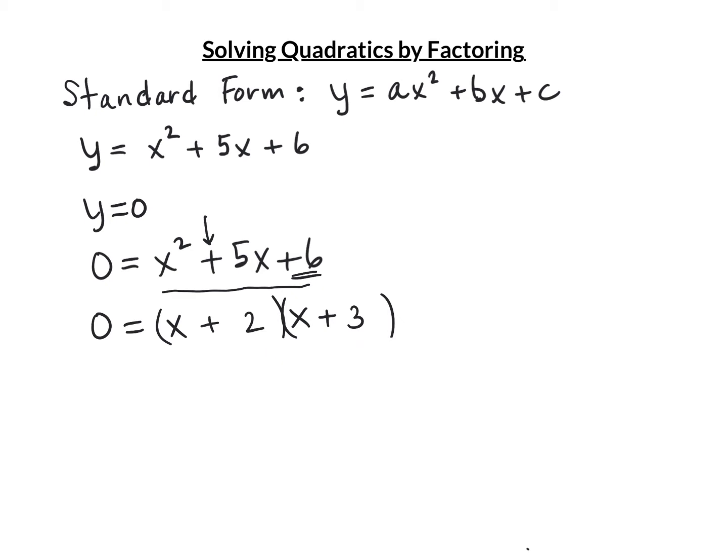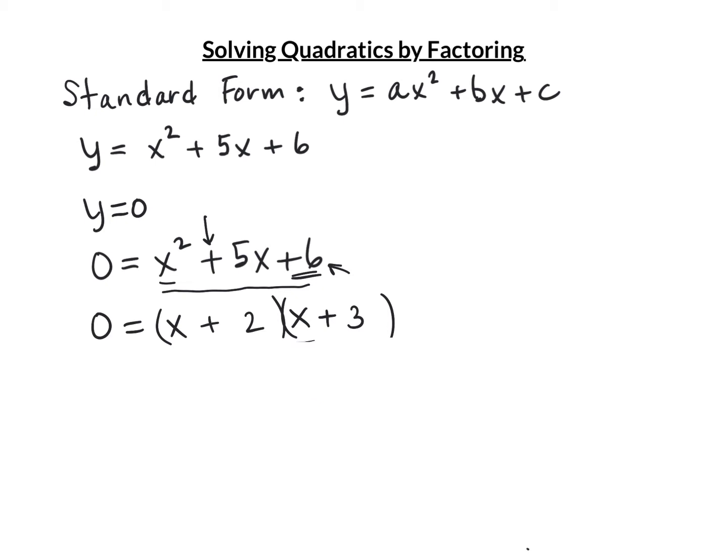Remember, you can FOIL by checking your answer. Notice that x times x is x squared. Positive 2 times positive 3 is positive 6. And then the 5x comes from the inside and the outside, multiplied and then added together. 2 times x is 2x, 3 times x is 3x, and 2x and 3x make that 5x in the middle.